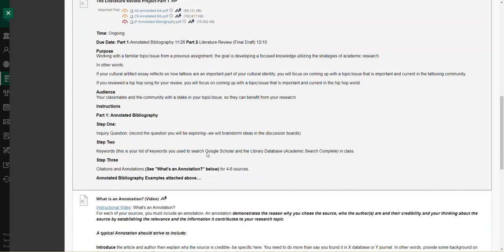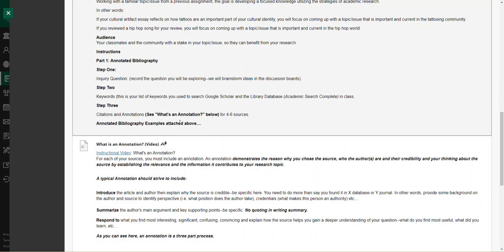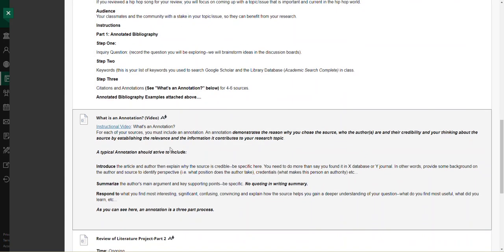What's important too for the annotated bibliography this week will be the understanding of what's an annotation, right? The 3-part structure. They introduce the article and the author, what their qualifications are, what their credentials are, what makes this a good source. Summarize the main argument and key points of the article. Remember, no quoting in the summary. And respond to what you find most interesting, confusing, convincing. Explain how the source helps you gain a deeper understanding of your question. All right, so it's 3 parts there.